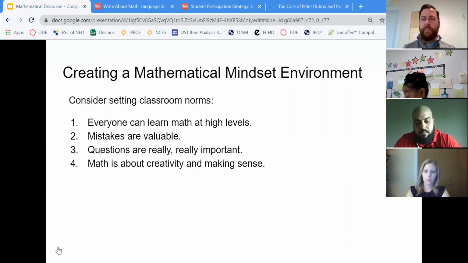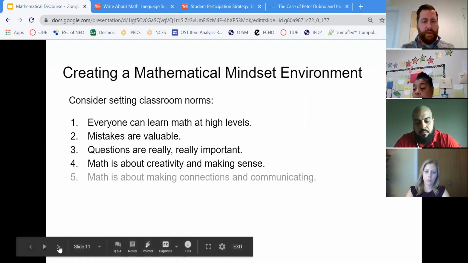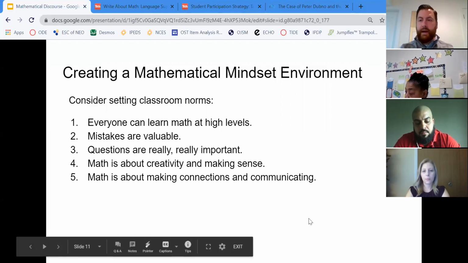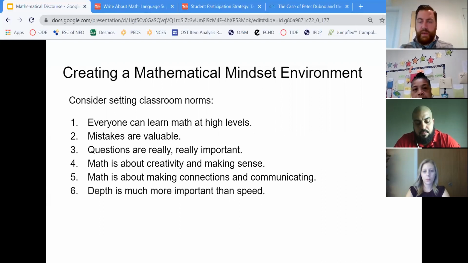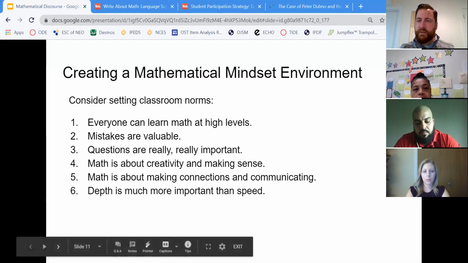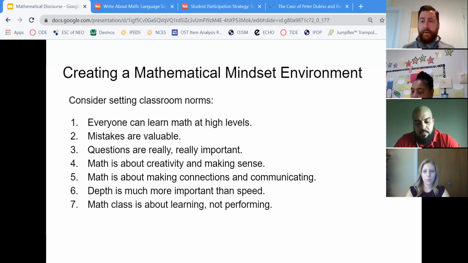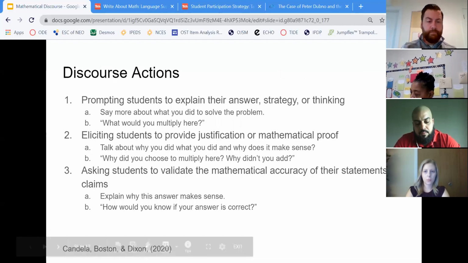But we have to provide space for students to do that, rather than just say that creativity is important in math. It's certainly about making connections and communicating. And again, I think there are a lot of similarities between learning math and learning language. Depth is more important than speed. As you begin to practice some of these techniques, you'll find that you can get faster and more efficient with these ideas. And math is about learning, not performing. So we get to put the emphasis on the learning rather than just what happens on the summative assessment. So discourse helps to build that mentality.